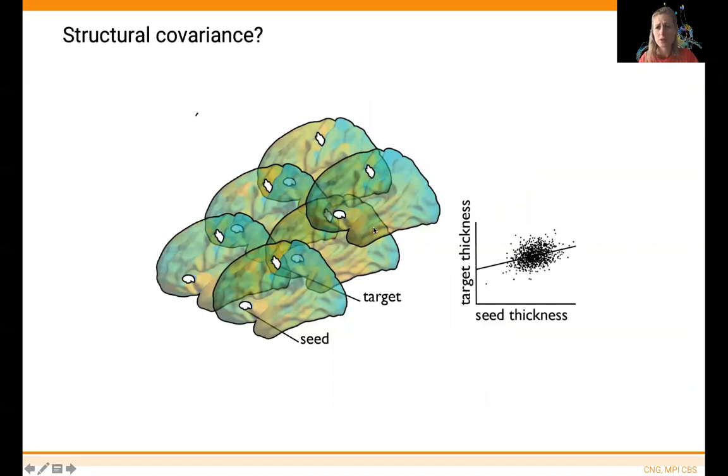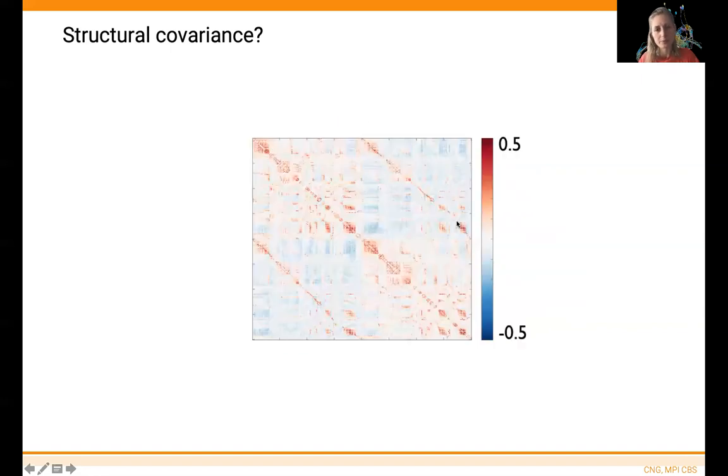What you can do with cortical thickness is measure structural covariance, which is a population-based measure of the covariance of seed thickness and target thickness. For example, you take the thickness across a population of a seed region here in the anterior insula and a target region here in the sensorimotor cortex, and you see if both have a correlation, which in this case they do.